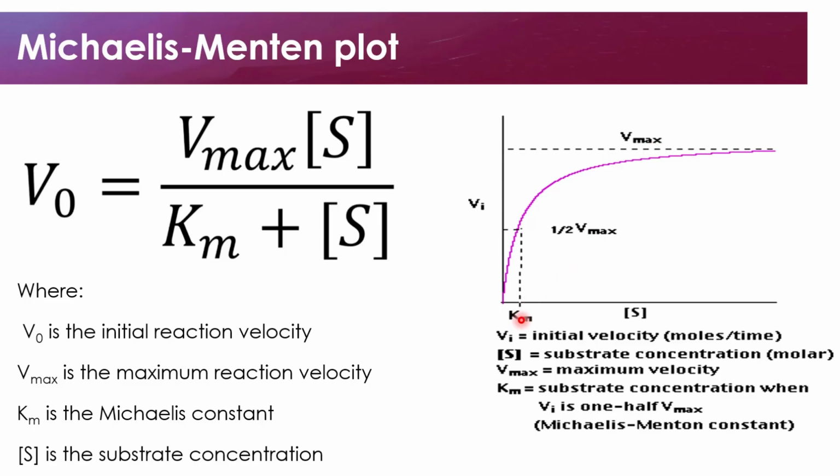Our Km happens to be the Michaelis constant, and it is the substrate concentration at which the maximum reaction velocity is halved. So as you can see over here, this is half the maximum reaction velocity, and this is our substrate concentration, which is normally represented on the s-axis as seen over here.